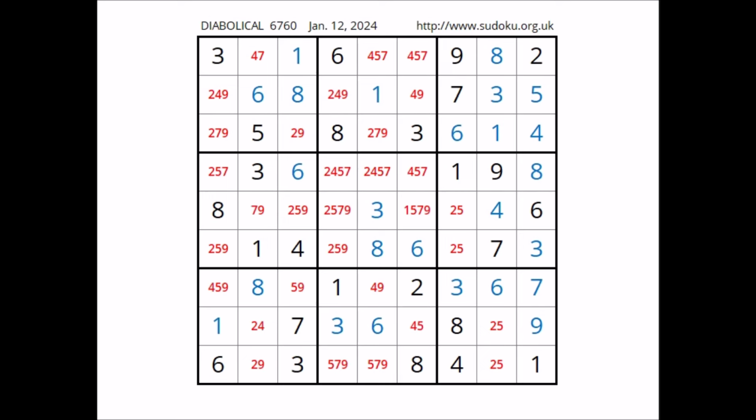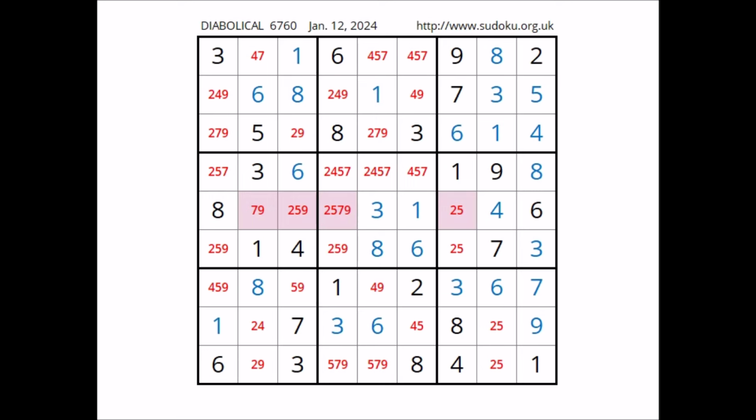Look, in this row, this is the only place for number 1. 2 and 5 here, 2, 5, 7 and 9 here, 2, 5 and 9 here, 7 and 9 here. We have a quadruple in the row. Now in this place, cannot be 5, cannot be 7, cannot be 9. In this place has to be number 1. 1 in this place.